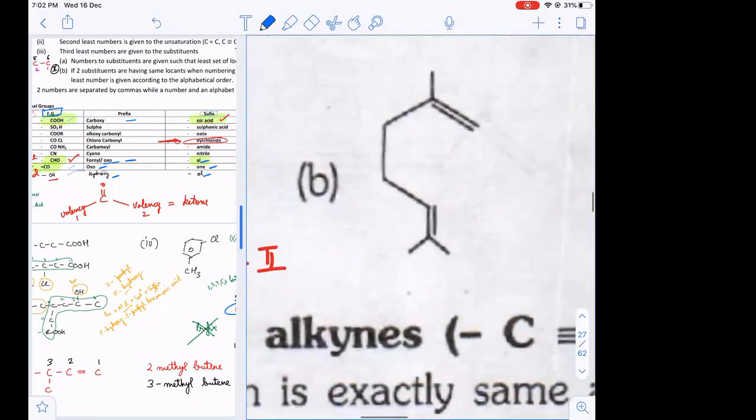Okay, another interesting molecule. Please name it.